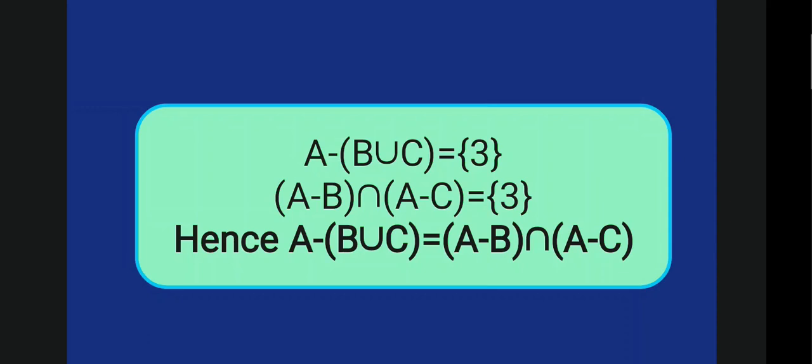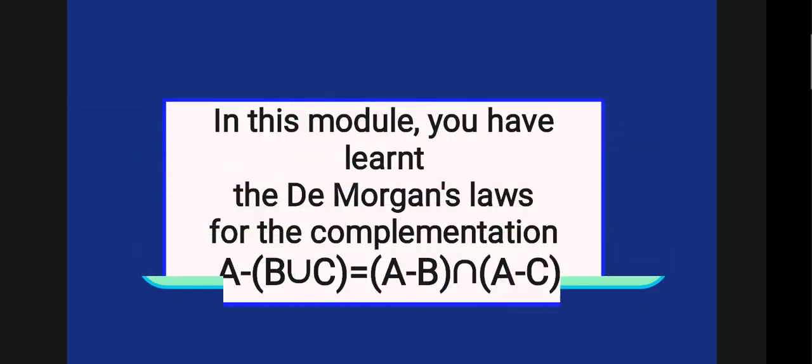So from the left-hand side and right-hand side, we have A minus (B union C) equals the singleton {3}. Also (A minus B) intersection (A minus C) equals {3}. Both are equal. So this is the law of the set difference by De Morgan. Thank you, students.